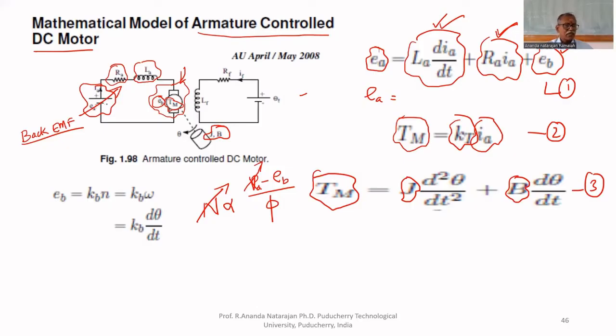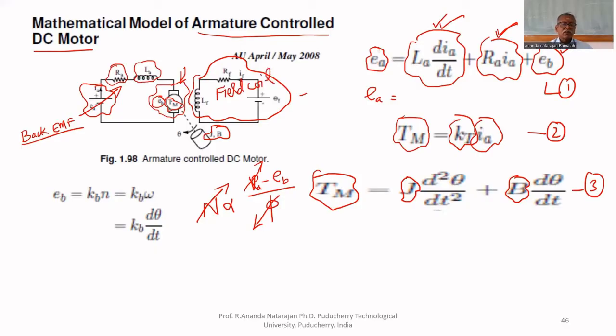That is one way. Another way is if you decrease the flux produced by this coil. For this armature, you need a flux. The flux will be generated by this field coil.